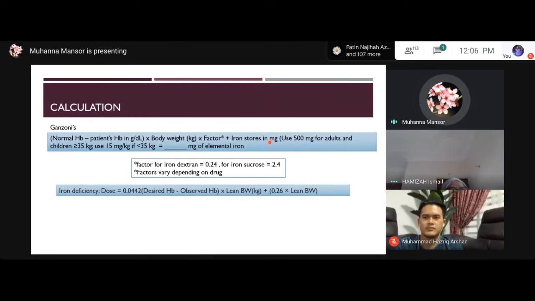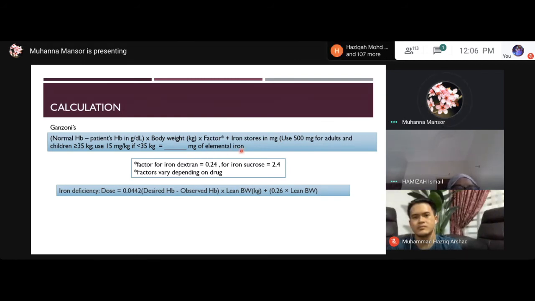So use 500 milligram for adults and children more than 35 kilogram. But if our patient is underweight, we have to use 15 milligram per kilogram to get this iron source in milligram. So we get how many milligrams of elemental iron we need to give our patient to correct the iron deficiency anemia.